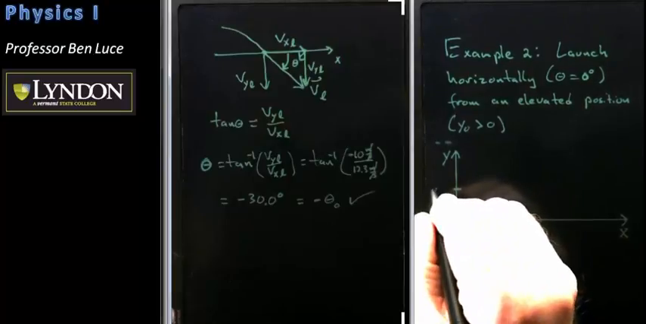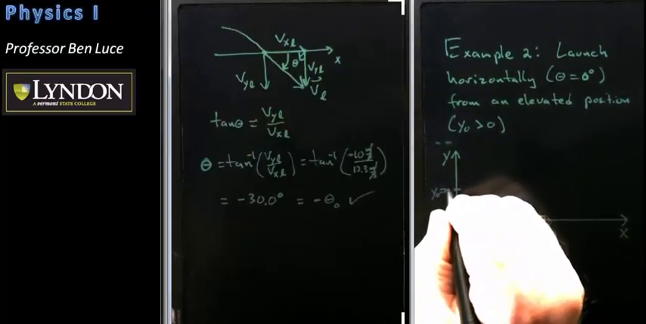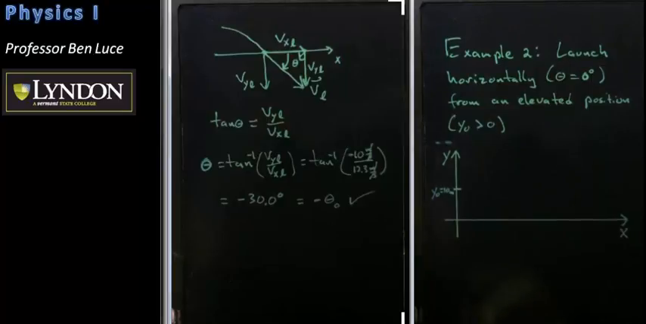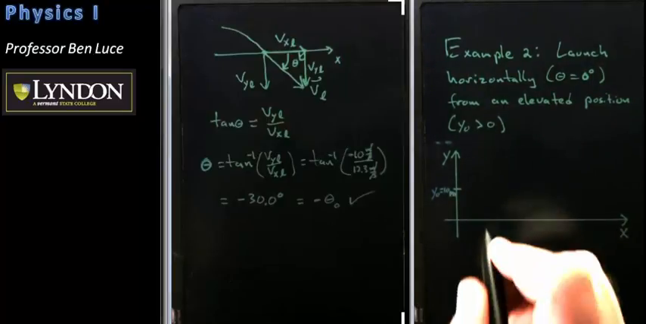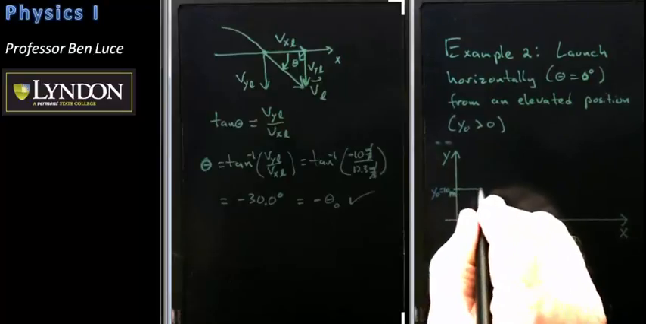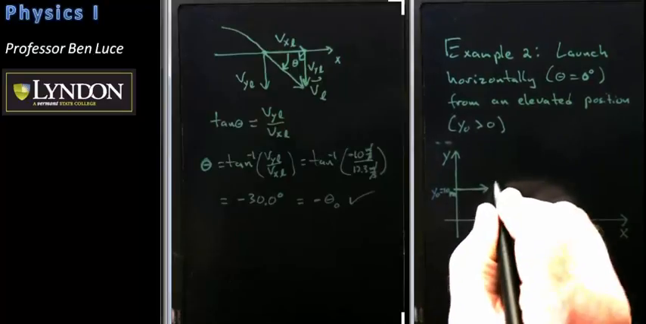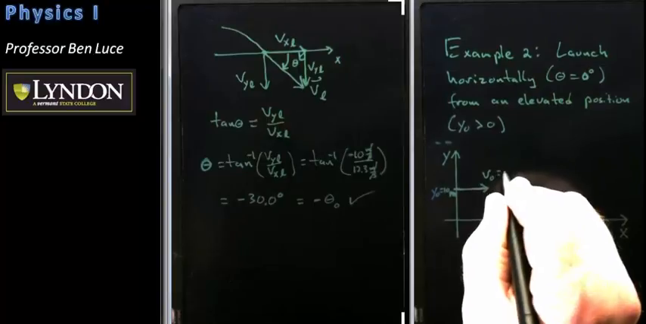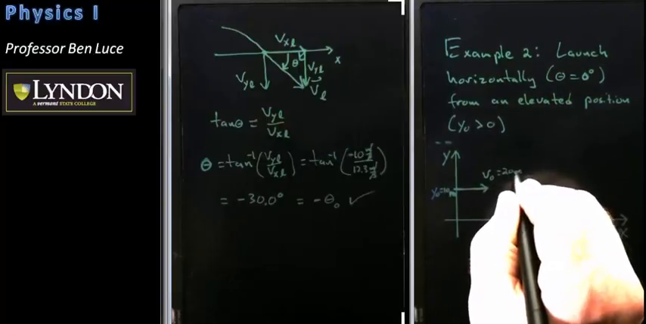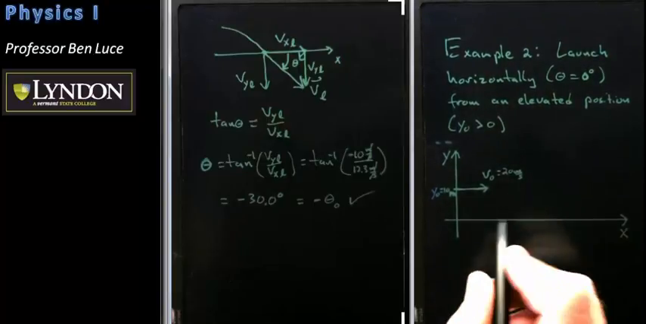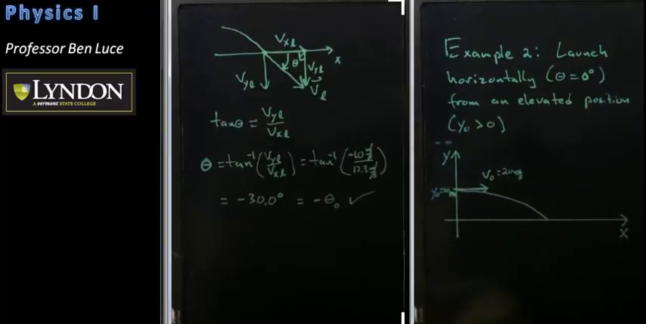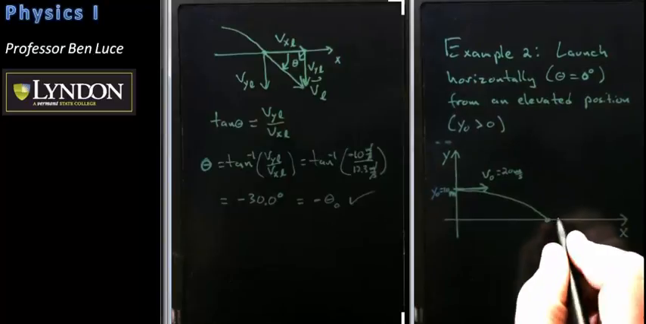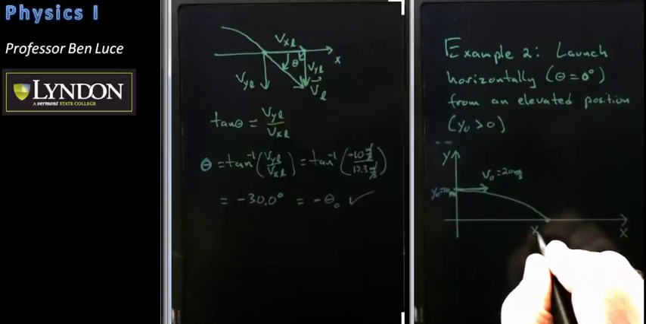So this time we're going to launch from a position where y naught is equal to 10 meters, and v naught is equal to 20 meters per second. And our trajectory is going to look something like this. And we're going to ask, what is the range?